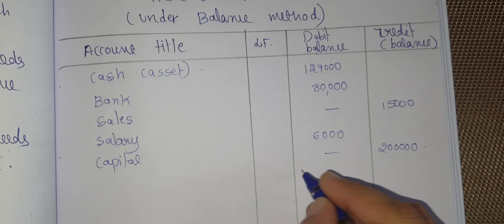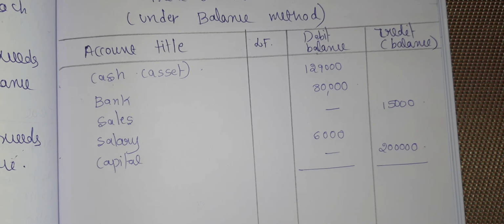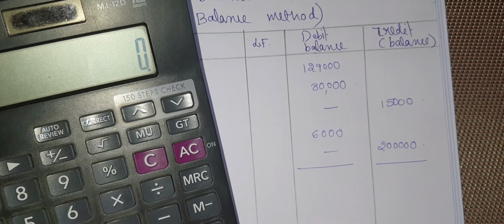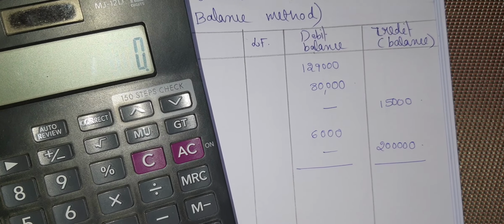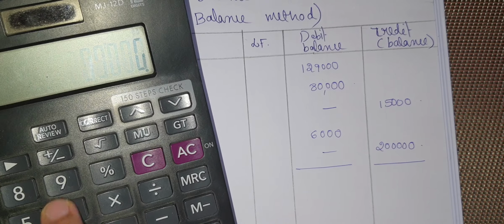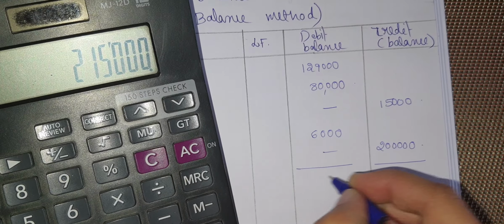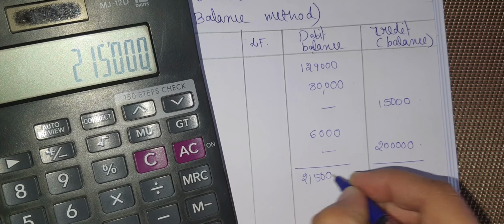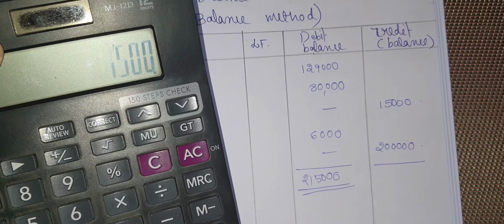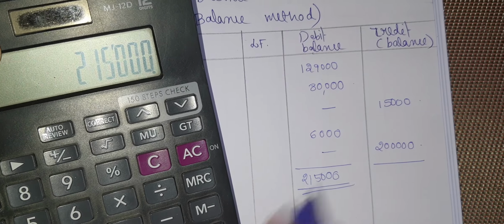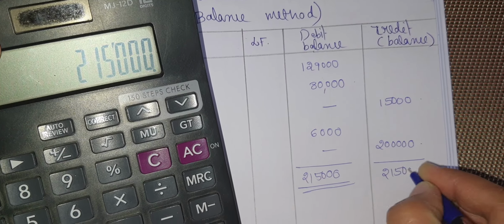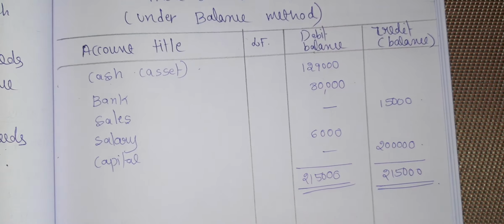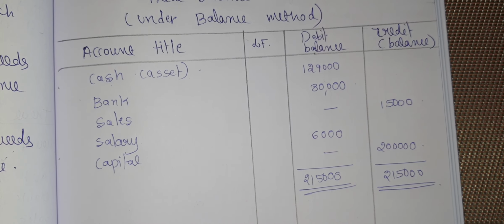Okay, now we have to total the debit and credit side. So here 1,29,000, 80,000, 6,000, that is rupees 2,15,000. Next credit side, 15,000 plus 2 lakh, that is rupees 2,15,000. Okay, so see here, debits equal the credits.